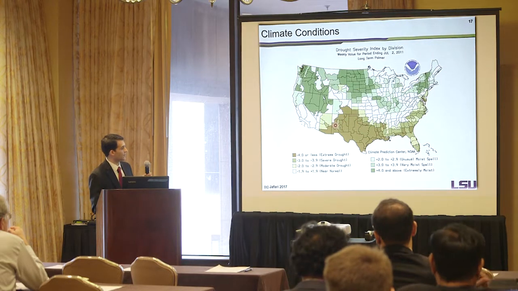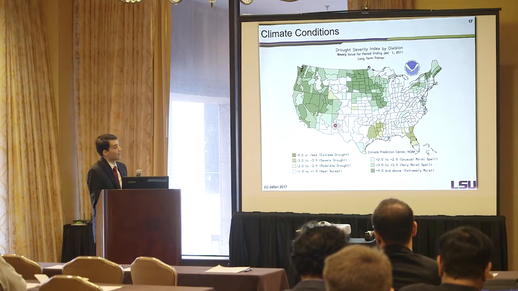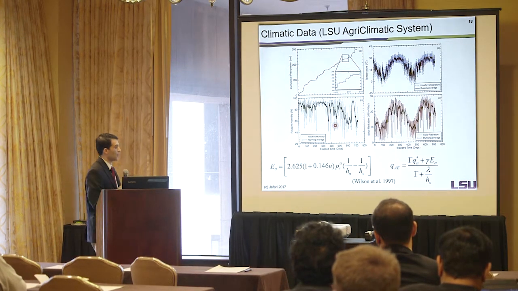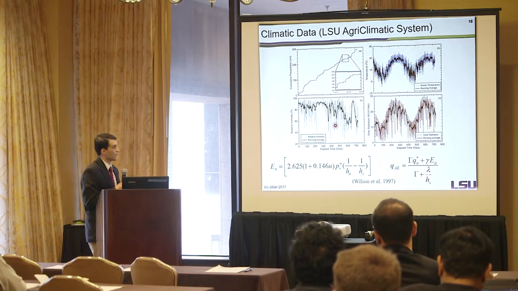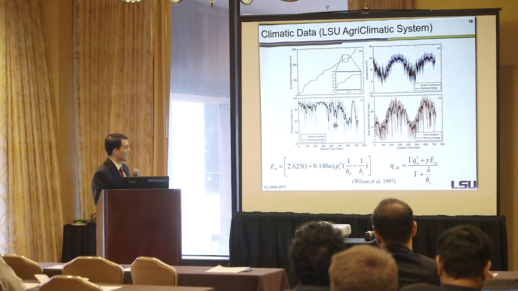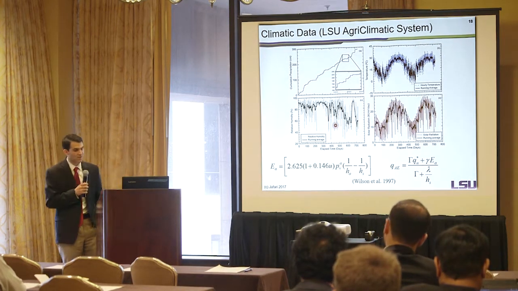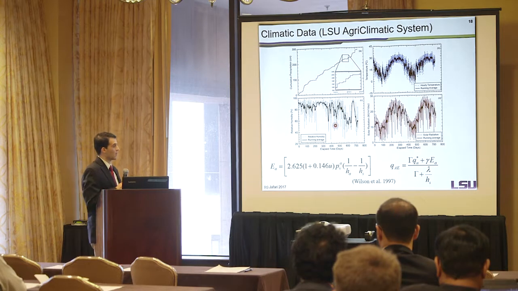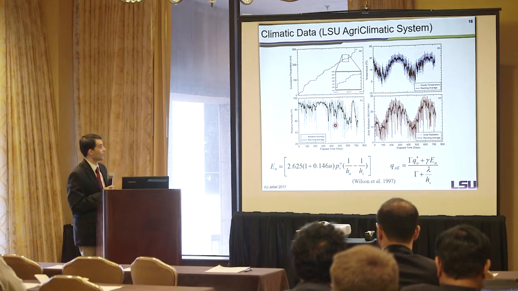So the effects of the drought in Texas and Louisiana, how can that be incorporated in our slope stability models? So here's an example of data from the LSU Ag Center. We're incorporating precipitation, temperature, relative humidity, and solar radiation into our slope stability models to understand what the pore pressures are during a drought, before a rainfall event, and after a rainfall event.